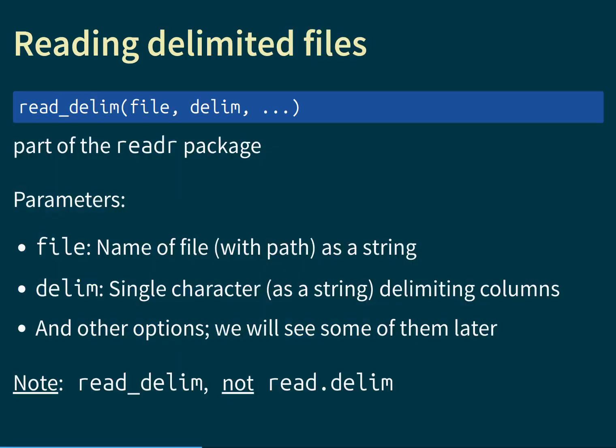Okay, so the function we use to read in delimited files is called read_delim. And again, it is part of the tidyverse, in particular of the readr package. Now, what are the inputs to this function? It has several of them. It's a very flexible function, but the two important ones that we need to focus on are the file and the delimiter. The file input is the name of the file with a path, if needed, given as a character string.